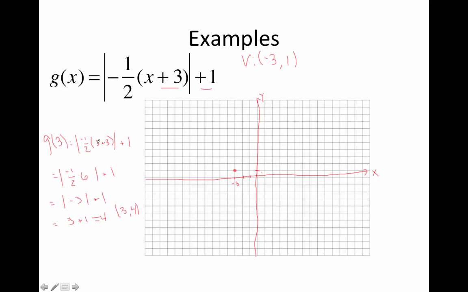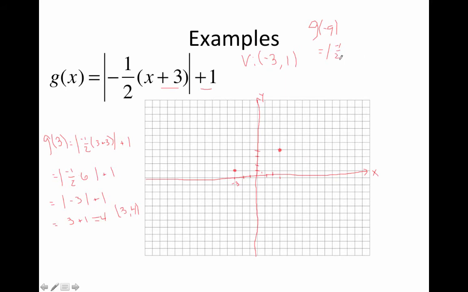I put the x into the function, I got the y out of 4. So I'll go over 3 boxes this way and up 1, 2, 3, 4. Okay, there's my second point. To get my third point, I'll pick something smaller than negative 3. Why don't I use negative 9? We have the space on the grid here.